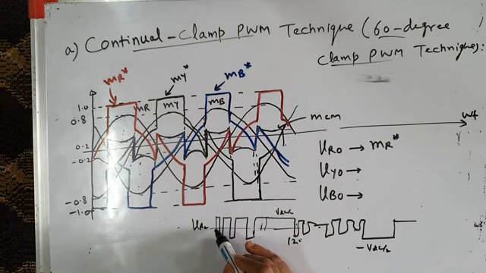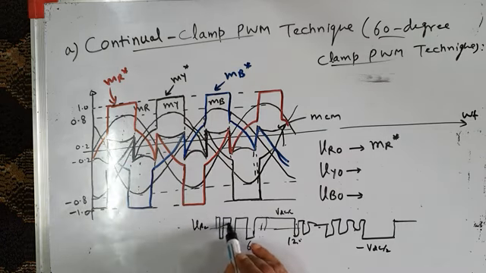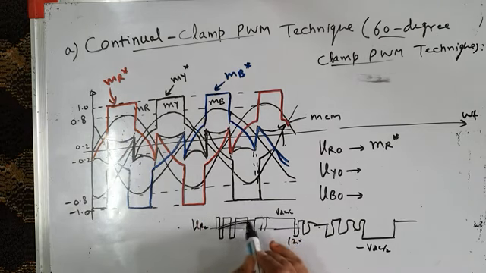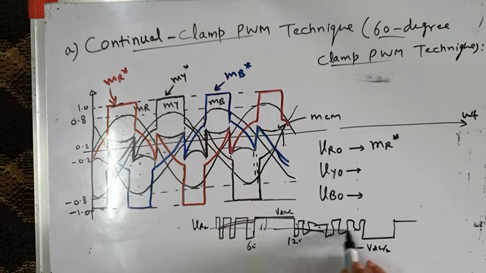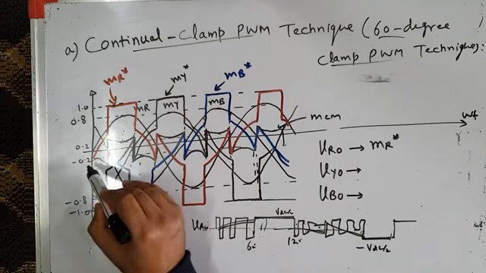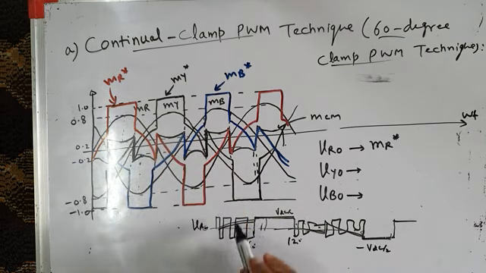And if you find the instantaneous average value of this pole voltage, it will follow this pattern. From this point to this point, it will be rising sinusoidally, and then over this period, it will be clamped to positive DC bus like this. After that, it will follow this pattern, and then this pattern, it will go up, and then it is clamped to negative DC bus. So instantaneous average pole voltage VRO will have the same wave shape as MR star.